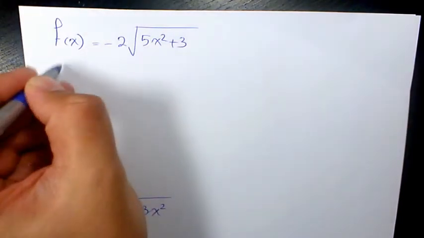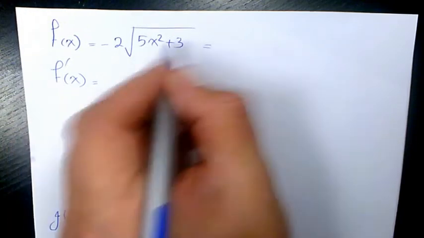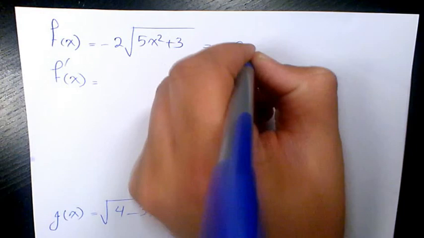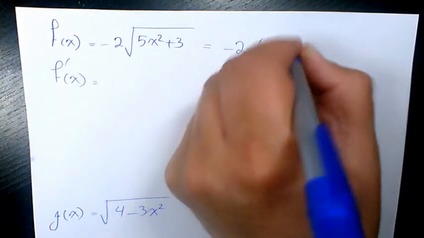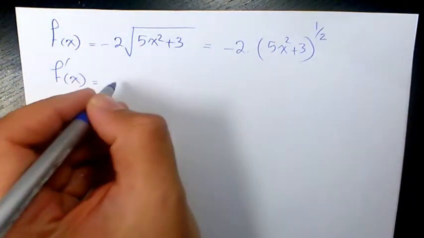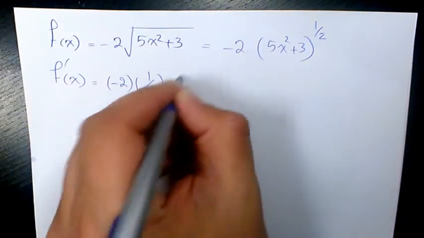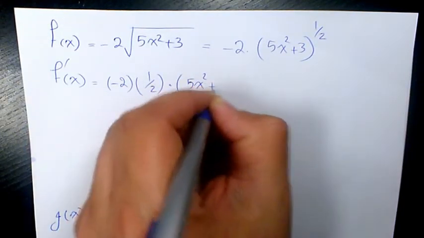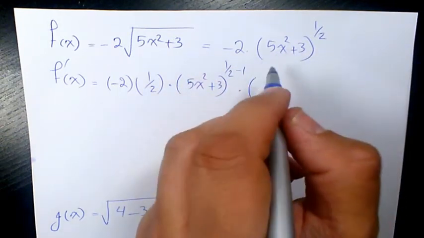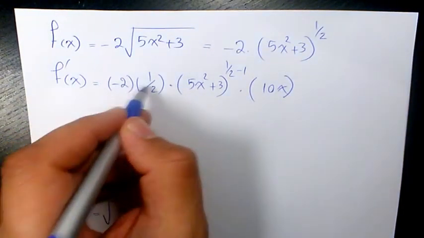So first one, when you want to find f prime of x, we know f(x) is negative 2 square root of 5x squared plus 3. I can write it as negative 2 times (5x squared plus 3) to the power of 1/2. So when you find the derivative, it is going to be negative 2 times 1 over 2 times (5x squared plus 3) to the power of 1 over 2 minus 1, times the derivative of 5x squared plus 3, which is going to be 10x. The 2 and 1 over 2 cancel out.